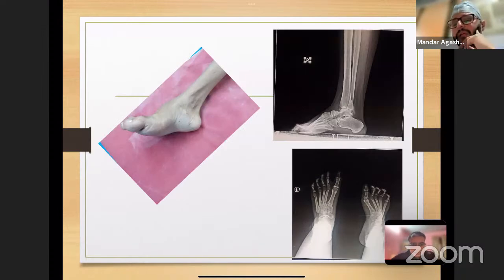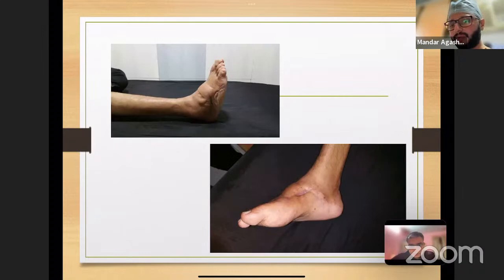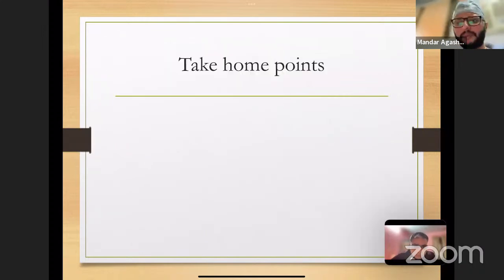This is another case. This was almost an 18-year-old boy, a big boy, with an equinocavovarus deformity. A TL lengthening with the triple C osteotomy was done. This was at about 1 year. He's doing fairly good and walking plantigrade.